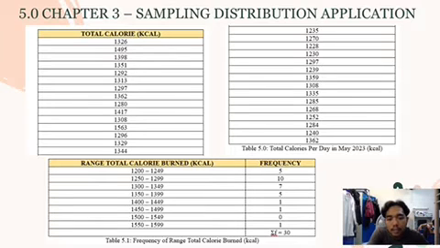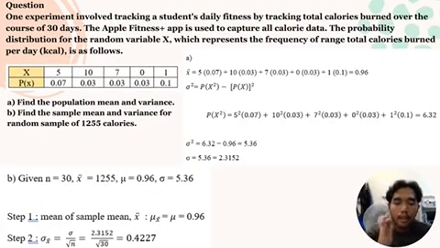As we can see, Table 5.0 is the total calories per day in May 2023. As for Table 5.1, we can see the range of total calories burned, and on the right side, we can see the frequency. Okay, we can continue with the question.